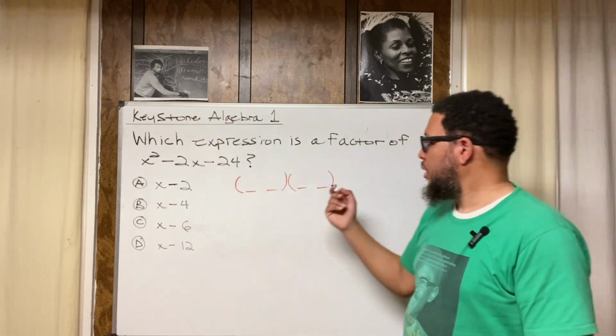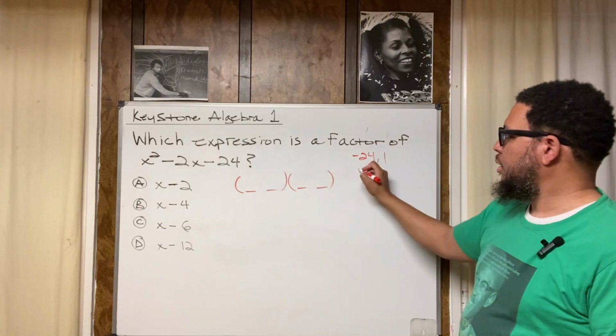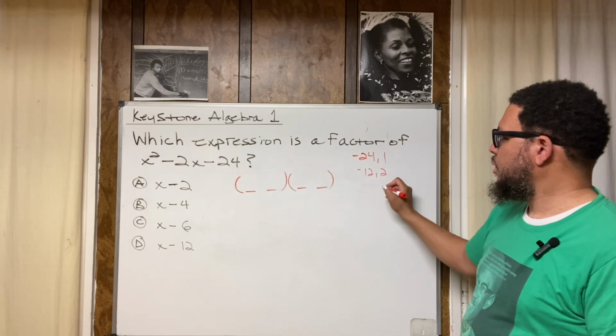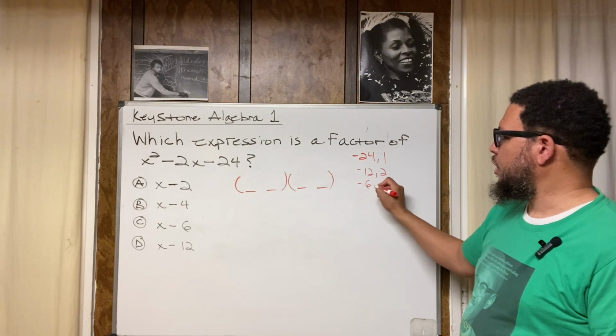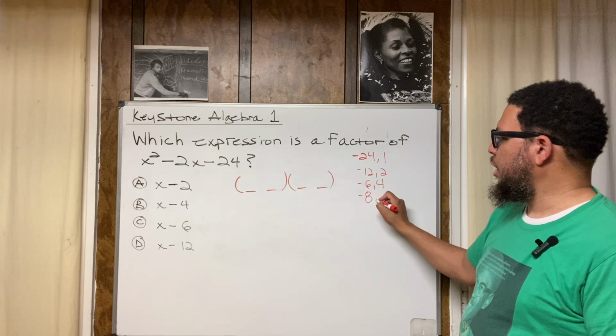So let's say negative 24 and 1, negative 12 and 2, negative 6 and 4, negative 8 and 3.